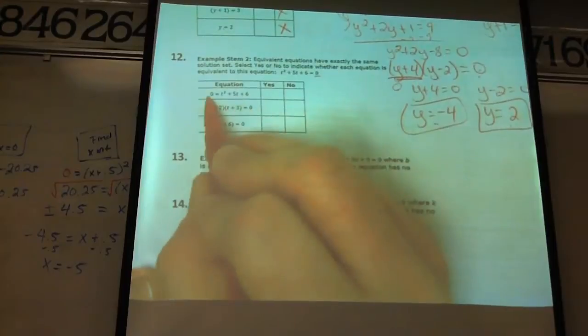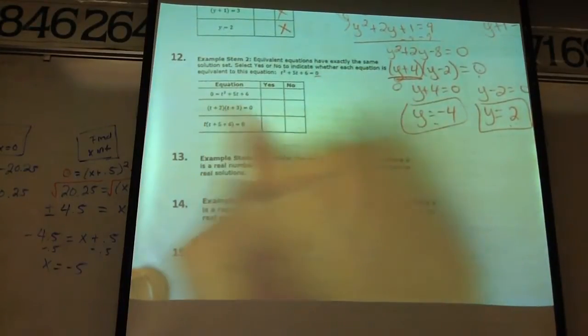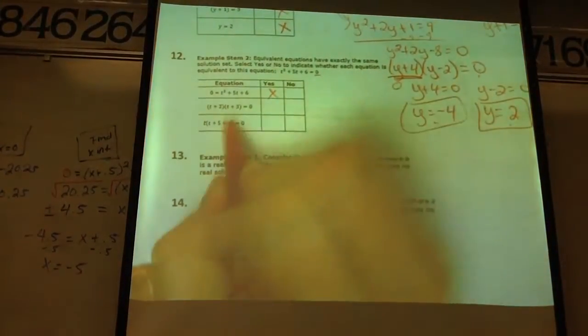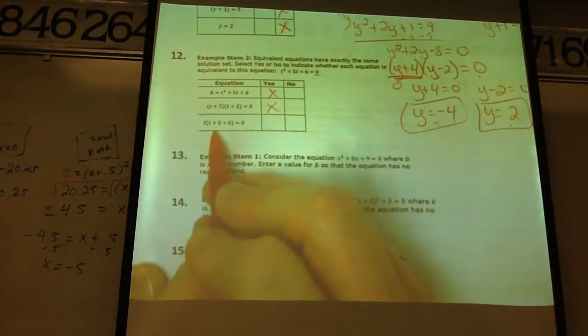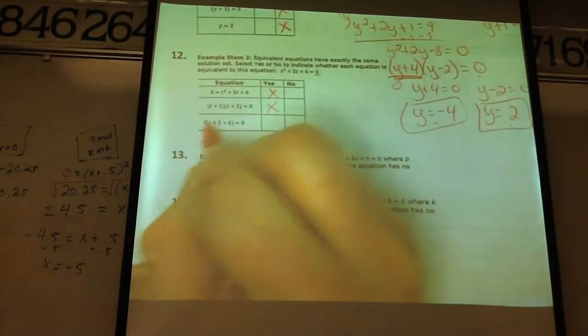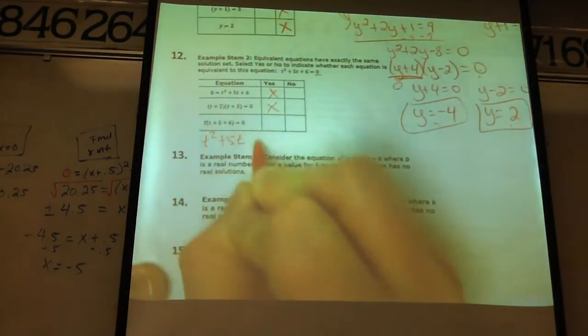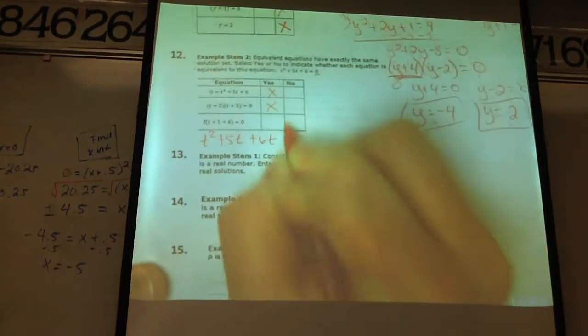Ooh, but this one's equal to 0. Is it the same if you just put the 0 on the other side? Yes. Is it the same if you just factor it? No. Why not? That means t squared inside the parentheses. Yeah, that would be t squared plus 5t plus 6t. That's not the same thing, so that's no.